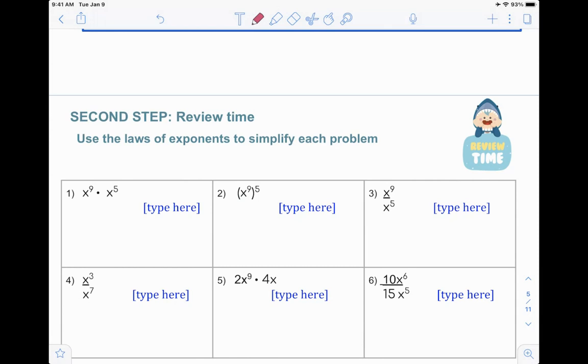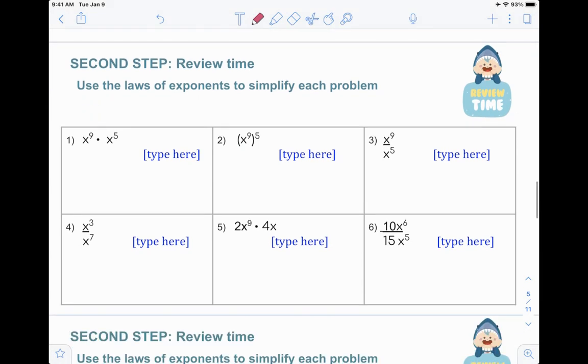And our second step today is review time. So we're going to look at the laws of exponents to simplify each problem. So I want to remind you, when you are multiplying exponents and bases of the same, you add the exponents. So x to the 9 plus 5 is x to the 14th power. When you are taking the power of a power in problem number 2, you multiply the exponents. And 9 times 5 is 45. So our answer is x to the 45th power.